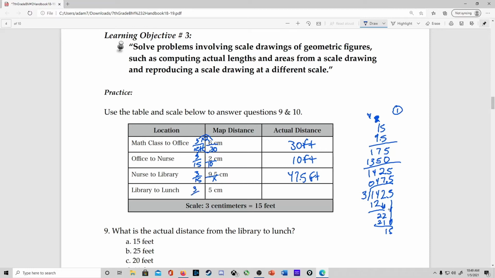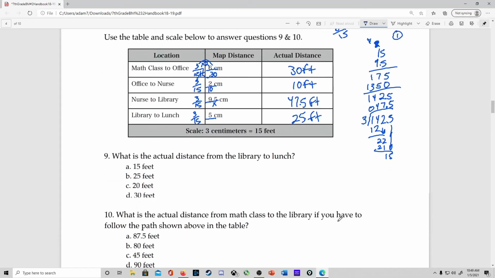Okay, so again, we want to use our relationship. 5 times 15 is going to give us 75. We're going to divide that by 3. And I can just think about this as quarters. 3 quarters is 75 cents, right? Or we can just do the math. So that's 25 feet. So now that our table's filled out, it's much easier to answer the questions. How far is it from the library to lunch? And that's this answer right here. We already did that. So we can see that it's 25 feet.